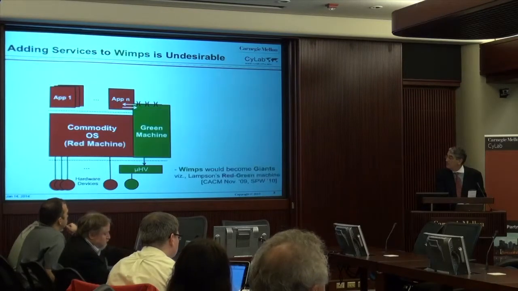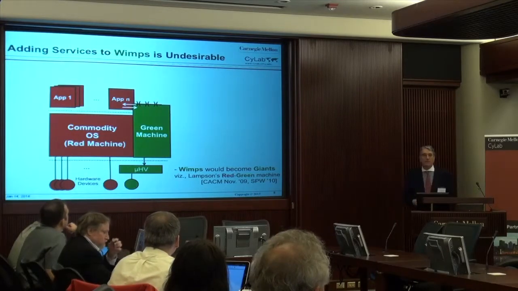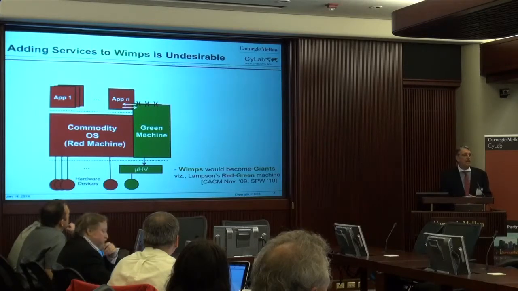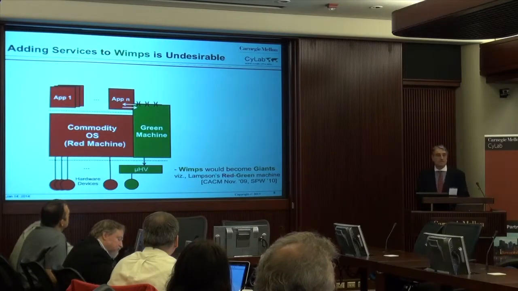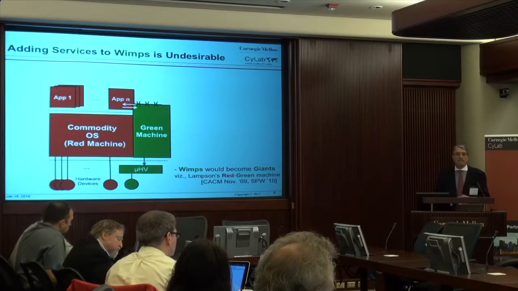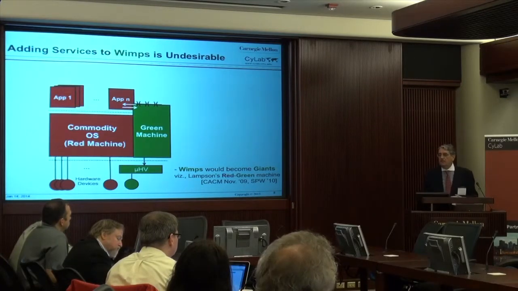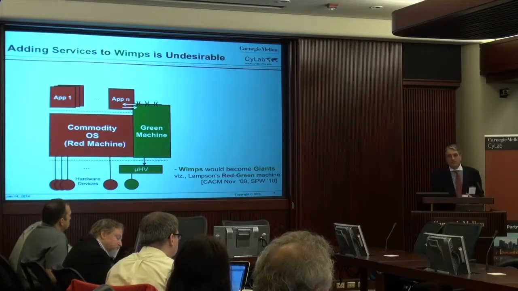One way to do it is to actually blow up your green part of the operating system and include all the services in it and call that the green machine. This is the red-green separation that Butler Lampson typically talks about, and that's what he advertised around 2009 in his Communications of the ACM paper. Well, that doesn't quite work for us because these WIMPs are becoming green giants, and consequently they are not going to be much better than the commodity operating system. So that's not going to work.